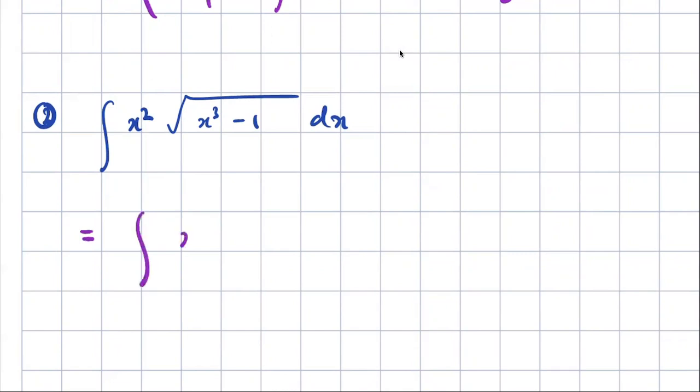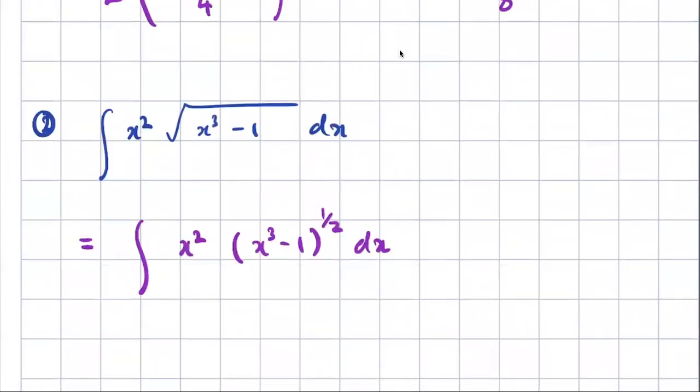So I'm going to rewrite this as x squared times (x cubed minus 1) all to the power of a half, because that's what a square root is, dx. So let's have a look. Have I got a function to a power with what looks to be its derivative out the front? Well, if I differentiate an x cubed, I'm going to end up with an x squared somewhere. Let's check it anyway. We make this our f of x. So f of x is equal to x cubed minus 1.